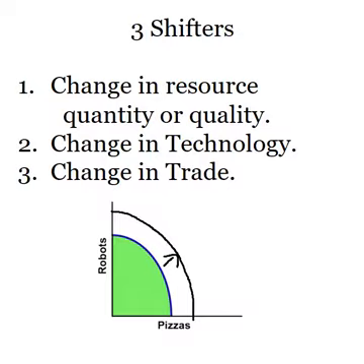Another example of a shifter would be a change in technology. So maybe there's something that makes you able to produce more robots. If it only affects one, then you would stay at the same point for pizzas, but you can make more robots. So the line shifts with an arrow showing that you can make more of one and not the other. Now, technology could affect both. So whatever the situation is, think about, can you make more or less of the products? And can you make more or less of both products or just one?